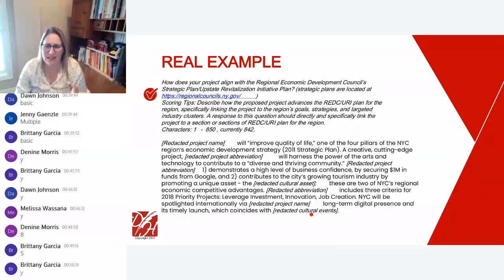When we see things like an 850 character counted response, oh, how do you align with this huge development plan? Wow, that is unfair on so many levels for how you're going to respond to it. And yes, the grant maker gave some nice scoring tips. But how can you make sure that what is in here is the most important thing that will add to your overall understanding and get you all the points?